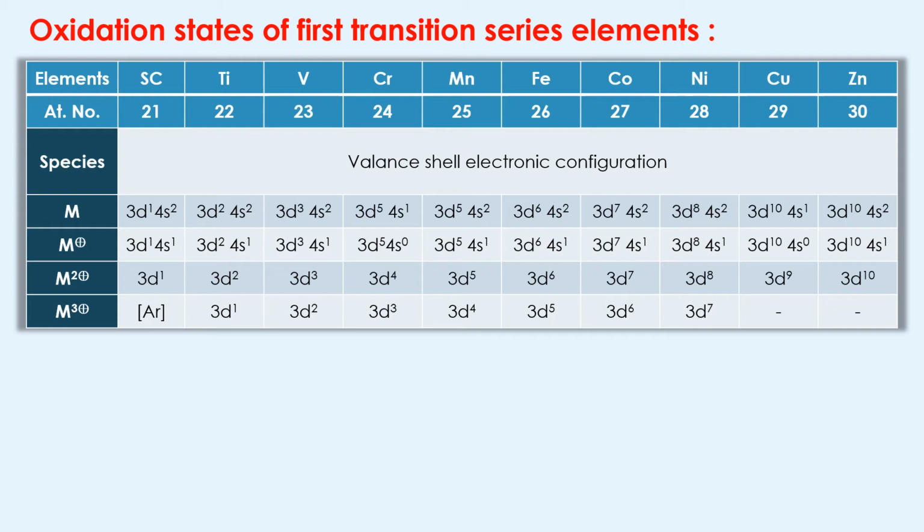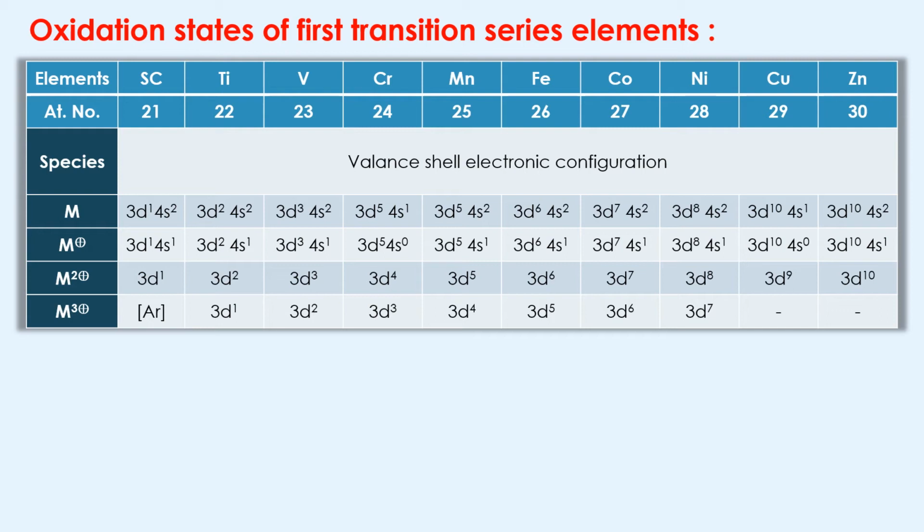Another example that we take is chromium. What is its electronic configuration in the metal state? That is 3d5 4s1. When it becomes M+, it becomes 3d5 4s0. And when it is M2+, at that time it is 3d4.